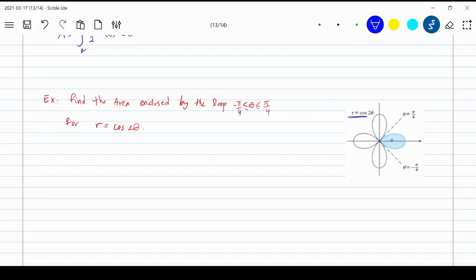So if you want to find out what is the area? Basically, we're looking for this blue section area from negative pi fourth to pi fourth. And then if you want to find the whole area enclosed, you just need to multiply by 4. So in this case, we're only looking for one of those flowers.